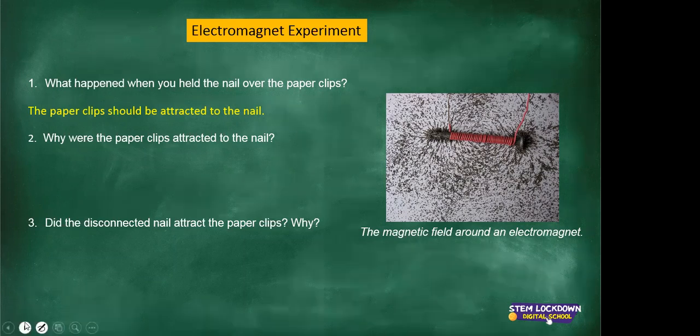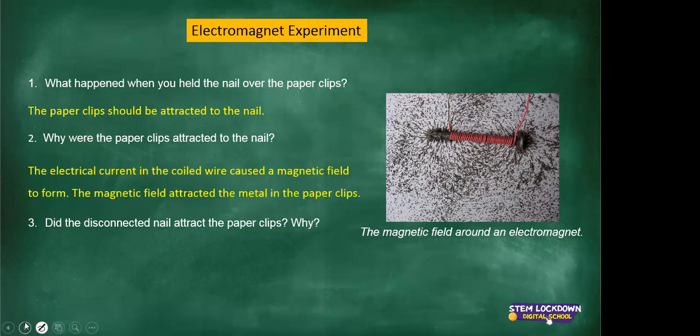So now, the paper clip was a good conductor of electricity. So when we applied the electric current to the coiled wire, it caused a magnetic field to form. And the magnetic field attracted the metal in the paper clip because it was a good conductor of electricity.